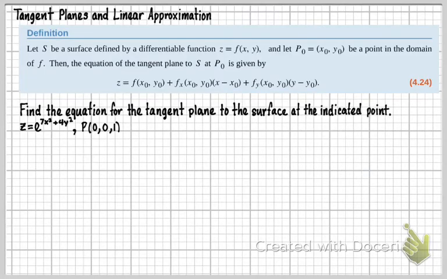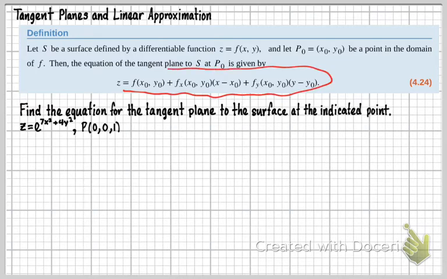Now let's talk about tangent planes. It says let S be a surface defined by a differentiable function z equals f of x, y, and let p naught, x naught, y naught, be a point in the domain of f. Then the equation of the tangent plane to S at p naught is given by this equation here.